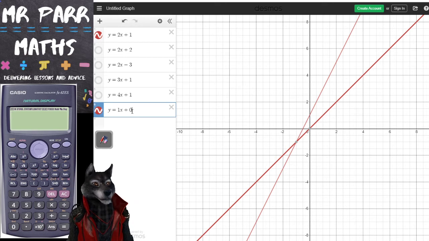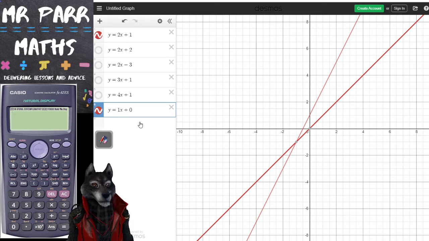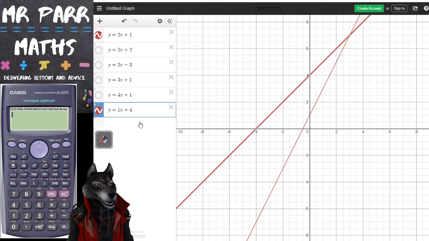Now, let's change this. So I'm going to change this 0 and I'm going to change it to a 4. Is that going to move the graph up or move the graph down? Have a think. Change it to the 4. It moved it up.